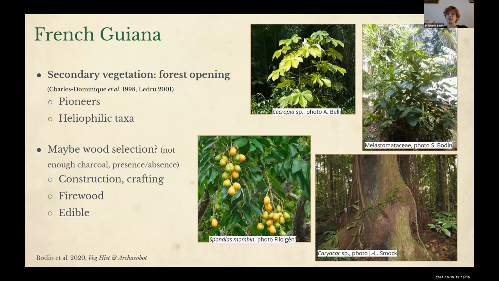And especially the mere presence of Spondias mombin, so this edible tree, it's really interesting, because nowadays in French Guiana, this species grows only close to Amerindian villages, because it's planted. It's very rare in the mature forest. So it was a proof that there was a human occupation at this place where the charcoals were found.